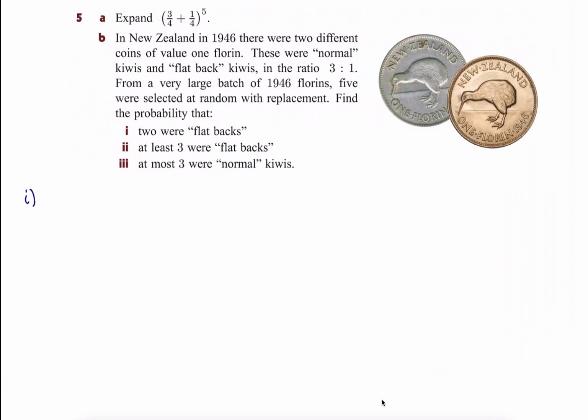Okay, so if 2 were flatbacks, and I want to think about flatbacks, then my success is a 1/4, and my failure is a 3/4. Now you could do it the other way, doesn't really matter. In fact, in part 2 and 3 it swaps anyway. So if 2 were flatbacks, the first thing is the multiplier out the front. How many different ways can that happen? There were 5 selected, and we want 2 of them to be successful. And we're going to then multiply that by our probability of the flatbacks as the success, which is 1/4, and I want 2 of them to be that, and 3/4, they must be 3. Okay, and then you put that into your calculator, and that'll be your answer.